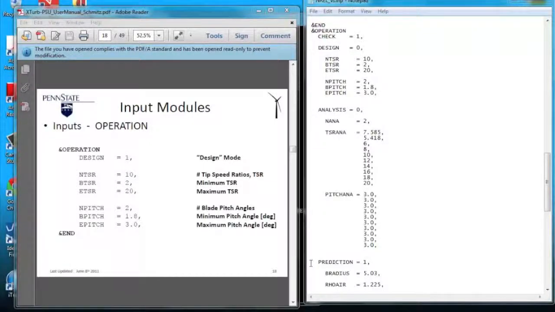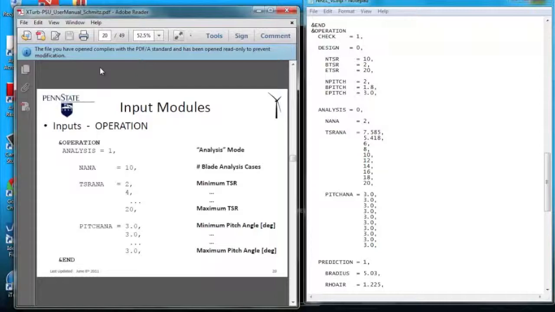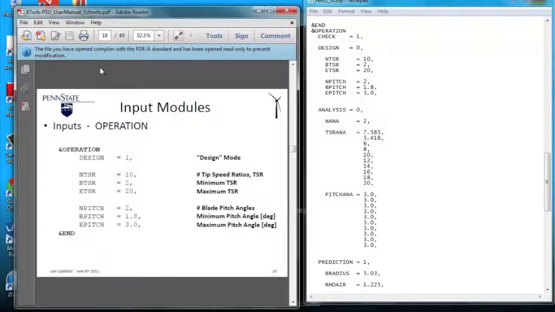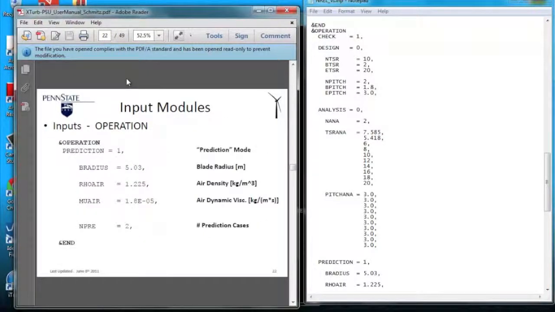Hello, I'm back again. Okay, now we talk about the various operation modes, where we have design, analysis, and prediction. And there's a hierarchy between these modes. You switch them on and off by setting the first parameter to 1 or to 0. 1 is on, 0 is off.